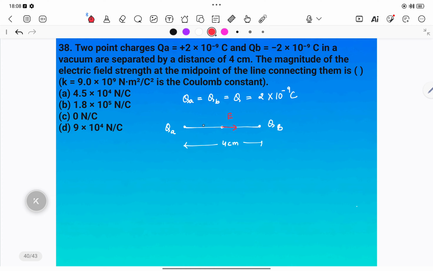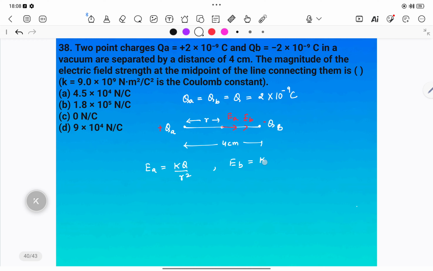This is the electric field due to A point, this is the positive charge and this is the negative charge. So the electric field due to B point will be in this direction. So the net electric field will be the sum of both electric fields, and EA will be equal to KQ by distance square, where this distance is R, that is 2 centimeter.